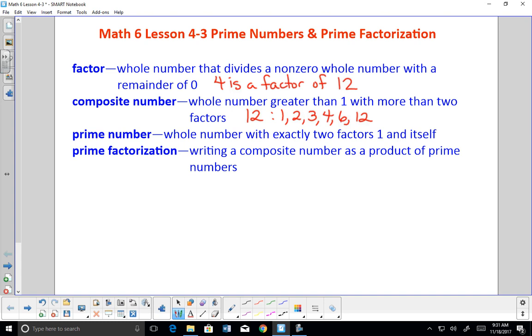A prime number is a whole number with exactly 2 factors, 1 and itself. 17 is a prime number. The only 2 factors of 17 are 1 and 17. Prime factorization is writing a composite number as a product of prime numbers, which means I write a number like 12 as a product of all the prime numbers. We'll walk through that in just a moment or two.